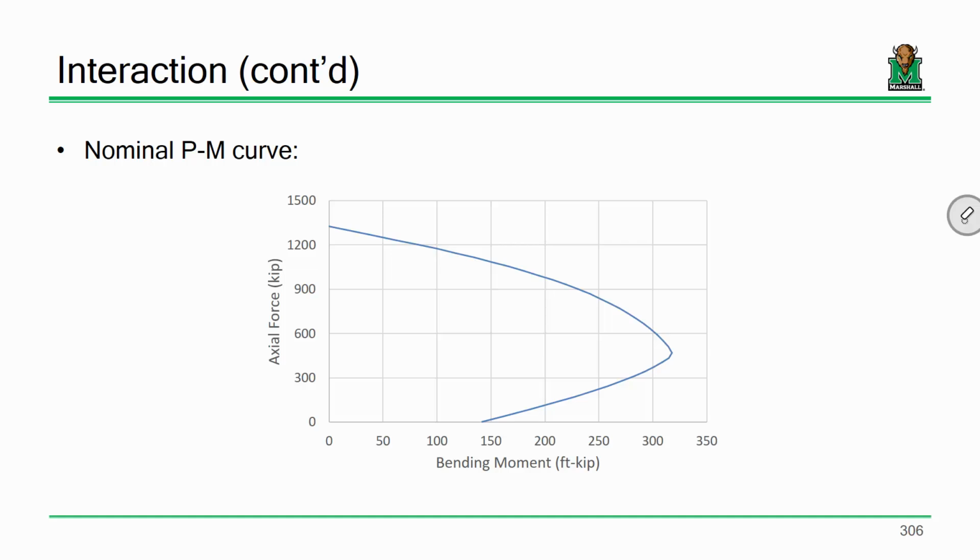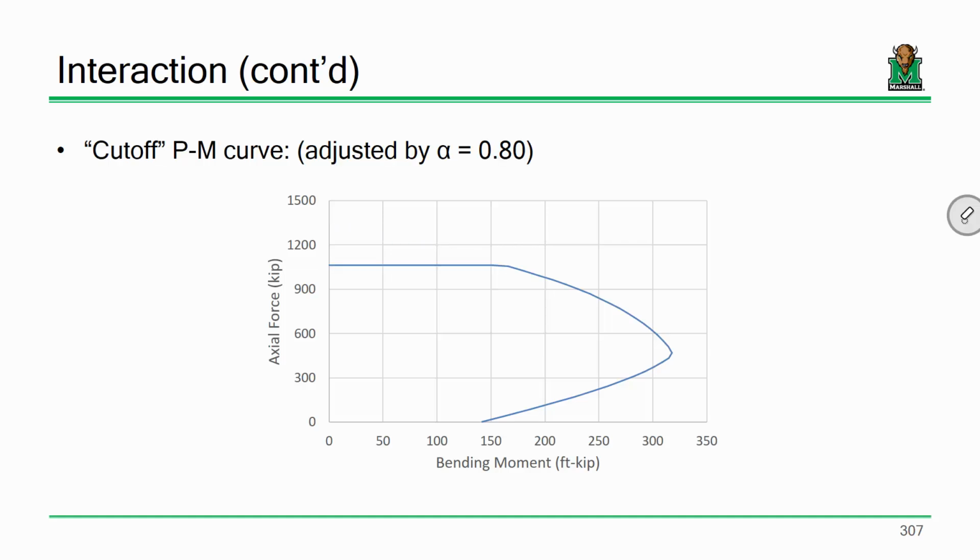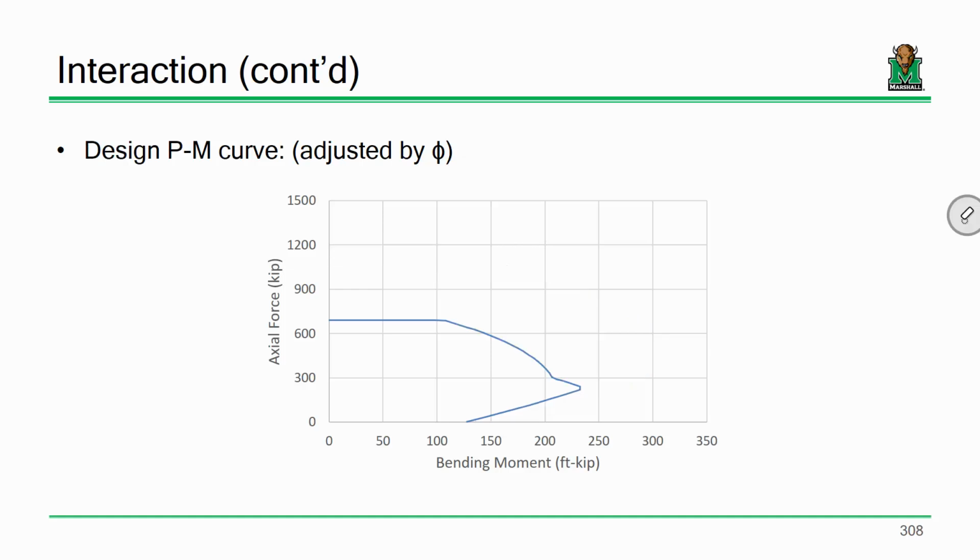Now, this is your nominal PM curve. I'm going to do two things to it. First thing I'm going to do is I'm going to cut it off at the top. I'm adjusting it by that 0.8. That accounts for that accidental eccentricity. Okay? So that's my nominal cutoff curve. Now, these are all nominal values. What must I then do? I must apply phi, my resistance factor.